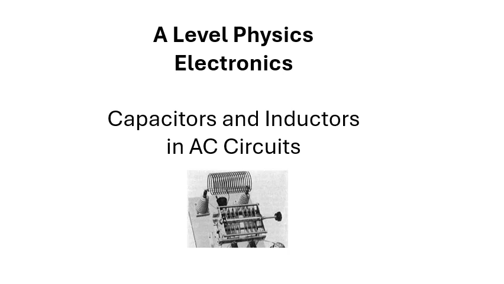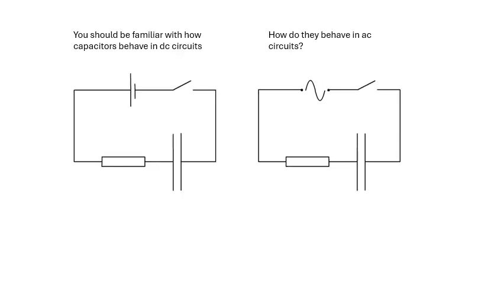A-level physics, and this is for the electronics option, and this video is about capacitors and inductors in AC circuits. So capacitors, we know all about capacitors, and in a DC circuit we know what's going to happen when we close the switch. The capacitors are going to charge up and the current will fall exponentially, etc. What about in an AC circuit? If we put a capacitor in an AC circuit, what's going to happen when we close the switch?